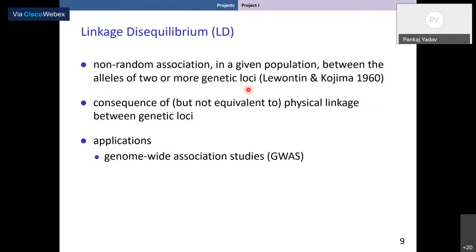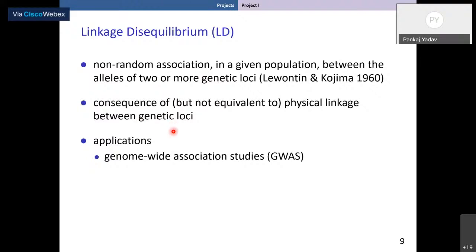Basically this is a consequence of a physical linkage between genetic loci. During biological recombination, when cells are dividing and when we have the transfer of information from parents to the child, this kind of information is conserved. So it is a consequence of physical linkage, but it's not equivalent to it, because sometimes it is also seen that there is an association between alleles that are separated by a very large distance physically on the DNA.